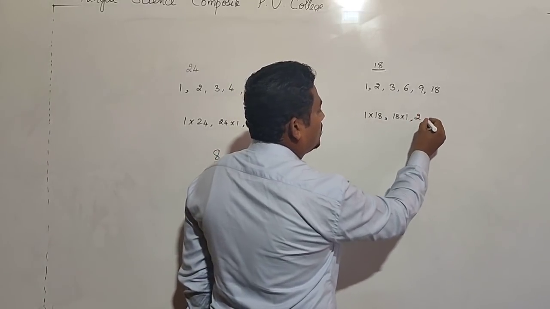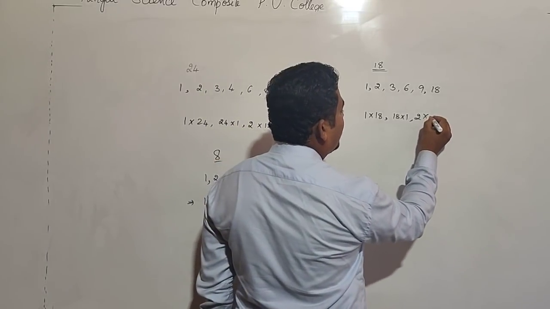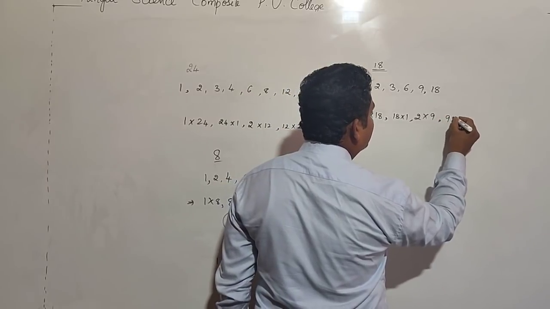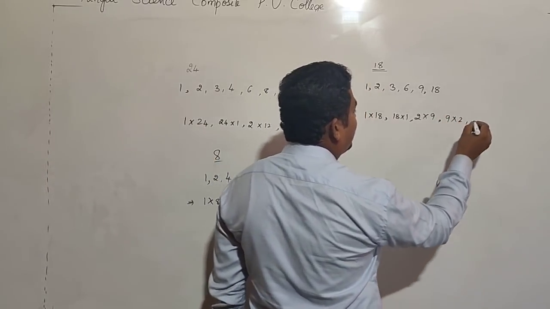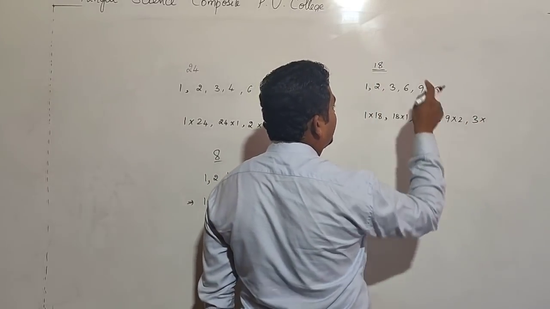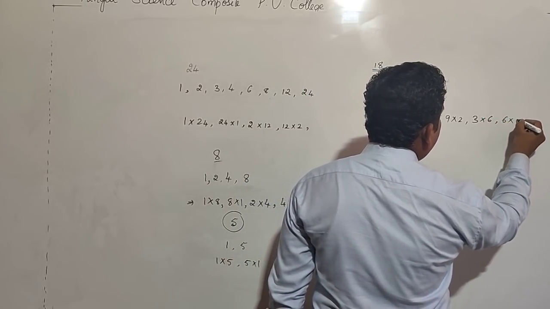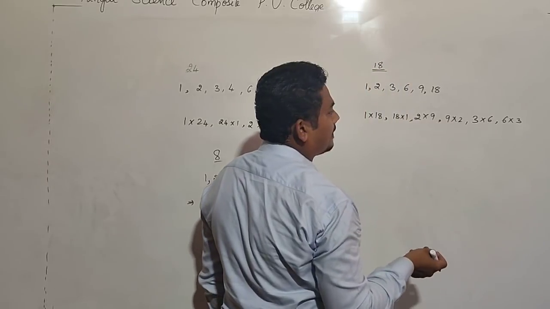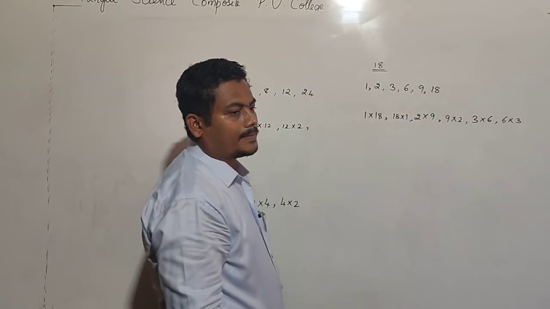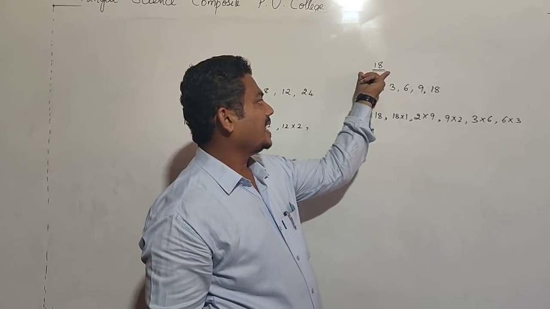If I select 2, then the product should be equal to 18. What is the second number? The second number is 9, and its reverse order is also possible, that is 9 into 2. If I select 3, what is the second number? Product should be 18, clearly 6, and its reverse order is 6 into 3. These are the possible orders of our required matrix which has 18 elements.